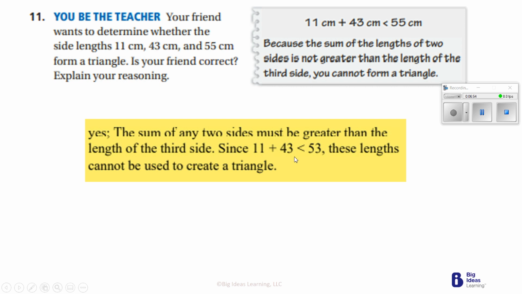Since 11 plus 43 together make 54, 54 is less than 55. So these side lengths cannot be used to create a triangle.